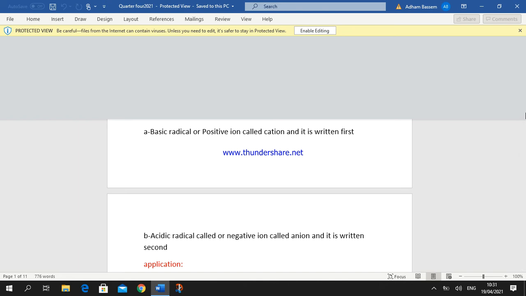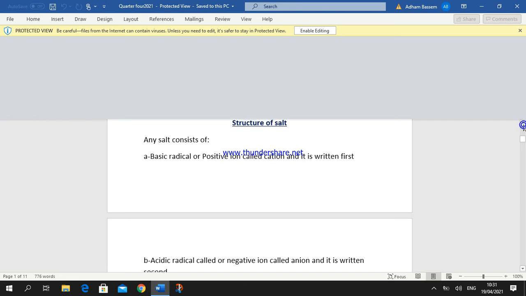So again, any salt consists of two parts, basic radical and acidic radical. The basic radical is written first, the acidic radical is written second. The basic radical expresses the positive ion, known as the cation, inside the salt, while the acidic radical expresses the negative ion or anion in the structure of the salt.